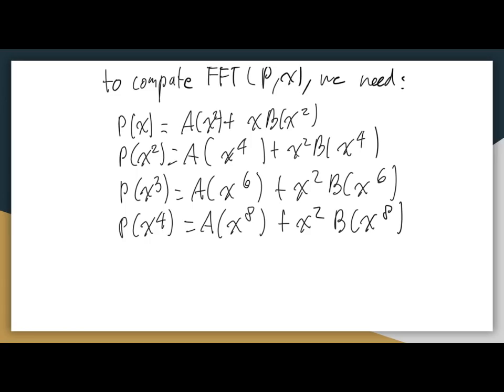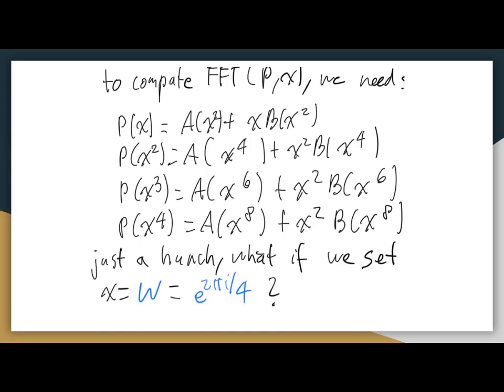So what we notice is, to compute FFT on p of x, remember that this is evaluating it on these powers of x. We need 8 pieces of information so far, right? We need to evaluate a on x squared, x fourth, x to the 6th, x to the 8th, and same for b. So this is kind of turning into a problem that's not getting any smaller. We originally wanted 4 values of p, and now we need to evaluate 8 values for a and b combined.